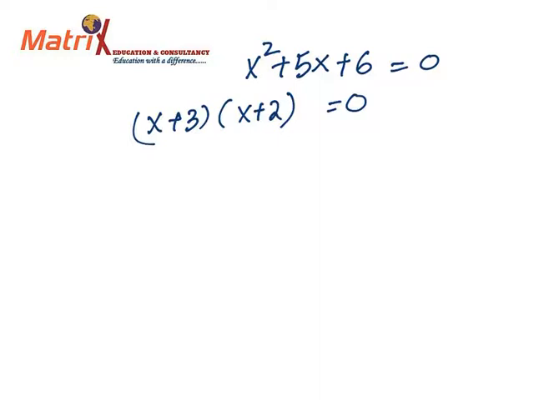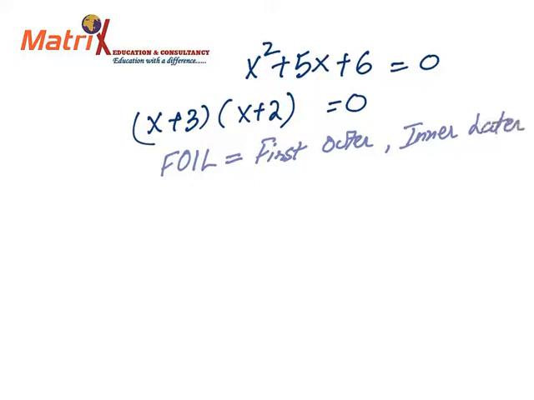Now, let's cross check and verify whether we did it correctly or not. So how do we cross check? We do the distributive property, or we do the FOIL method. First, outer, inner, last. Let me write down FOIL. So what do we do here? We multiply x with both the terms in this.